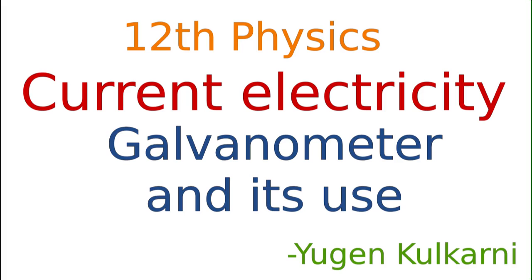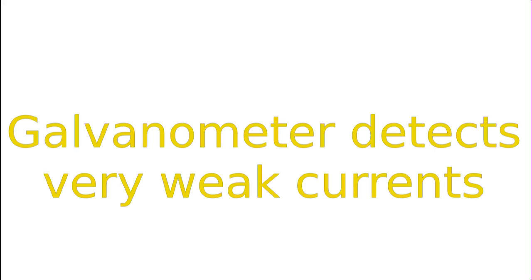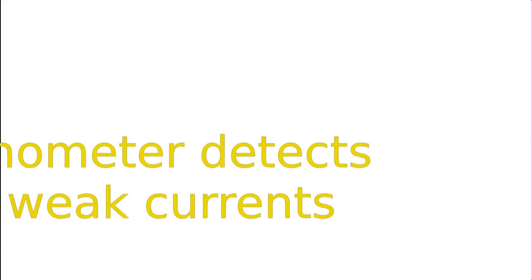Hello students, in earlier videos we have seen what a potentiometer is and what its applications are. In today's video we are going to study the galvanometer and its applications. A galvanometer is a device which is used to detect very weak electric currents in a circuit.